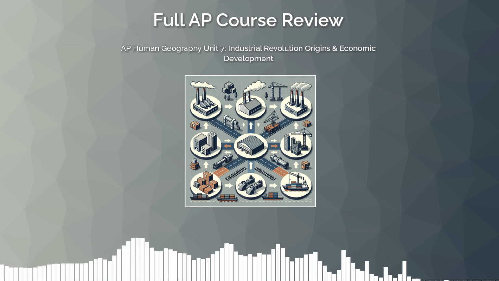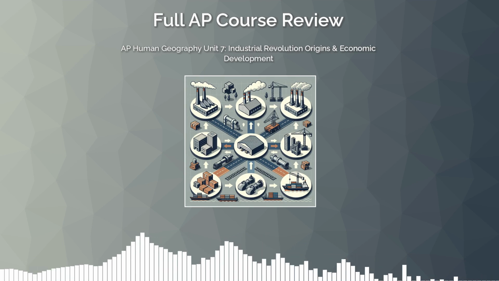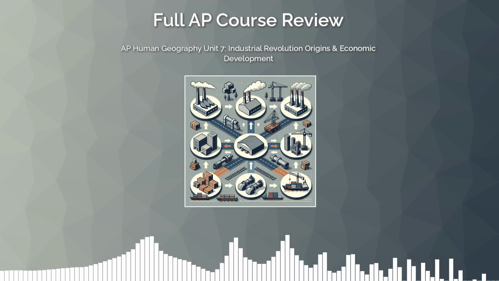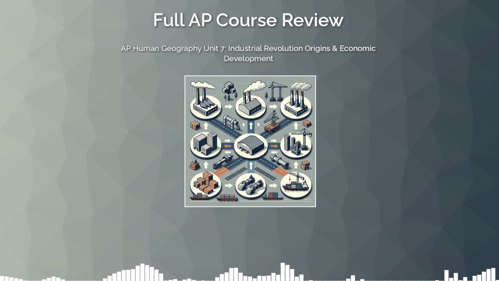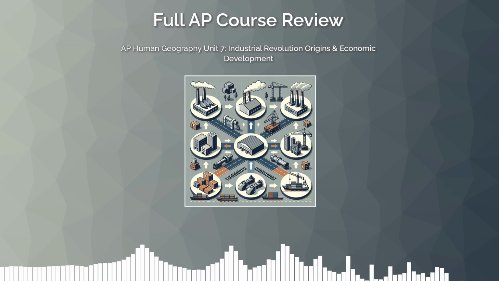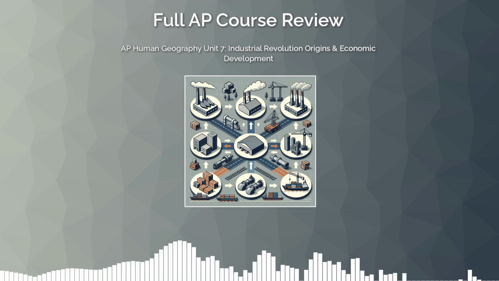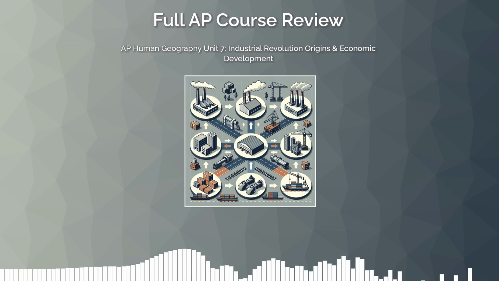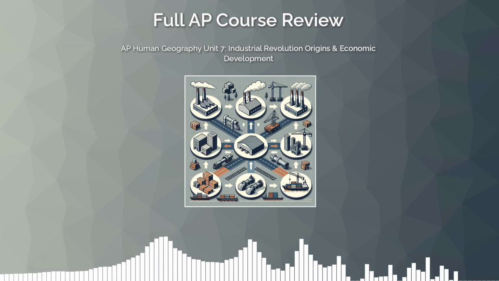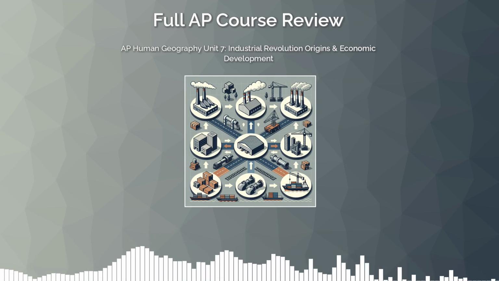Ecotourism and sustainable development. The AP exam also expects you to understand ecotourism as a proposed alternative development model. Ecotourism emphasizes travel to natural environments with the goal of conservation, community benefit, and minimal environmental impact. Costa Rica is the textbook example, and I mean that literally. It appears in virtually every AP human geography textbook.